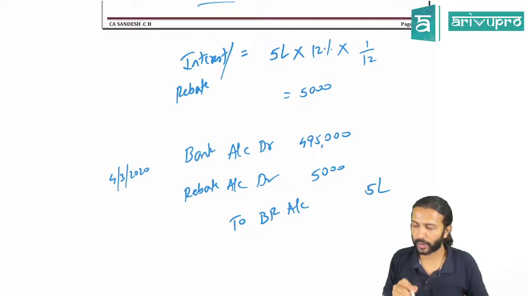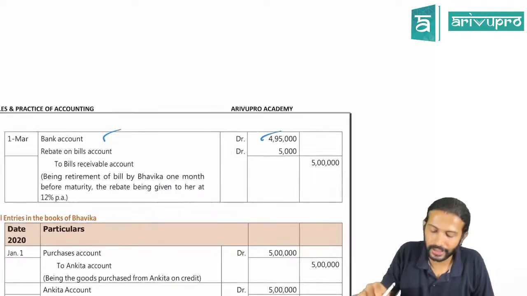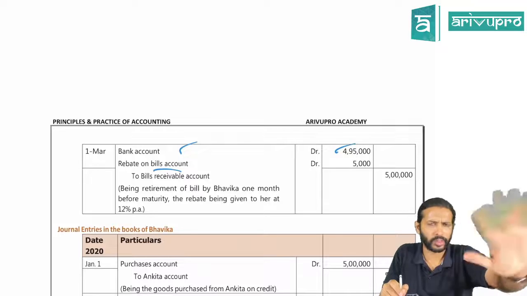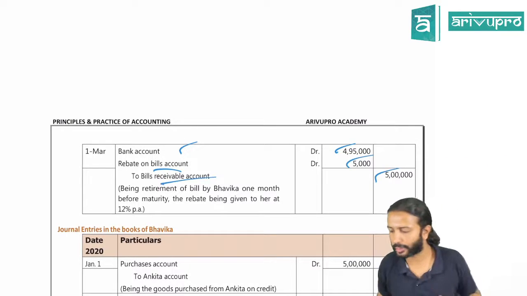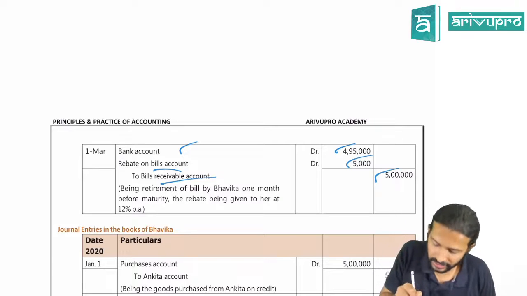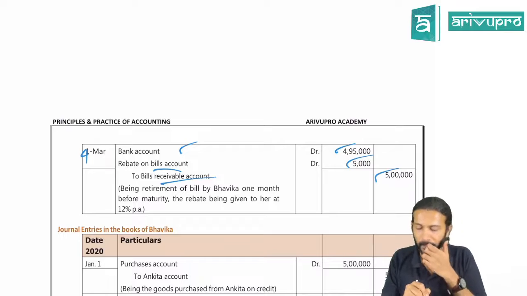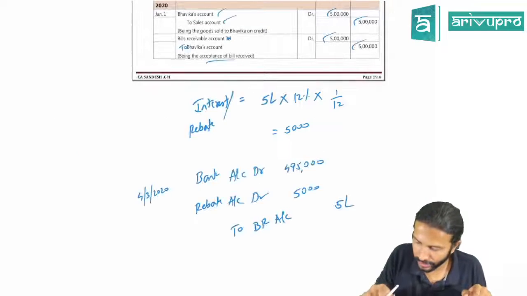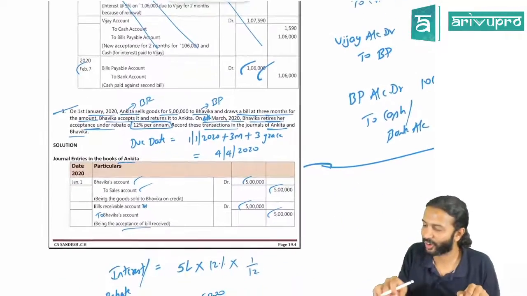Okay, now this is what they must have passed. Check, have they done it? Bank account debit 4,95,000, rebate on bill discount, you can write rebate or interest, anything is fine, to bill receivable account 5 lakh rupees. Yes, there is a typo. That's what I said. Make this 4th March. Instead of 1st March, make it 4th March. I already asked you to correct it.